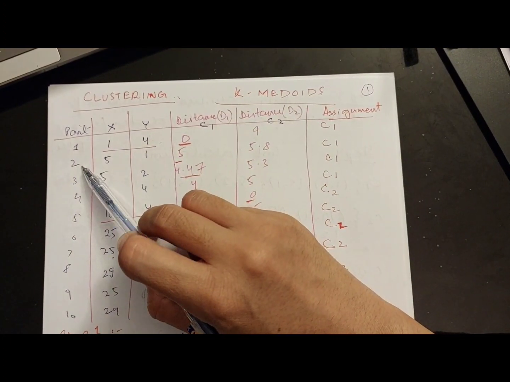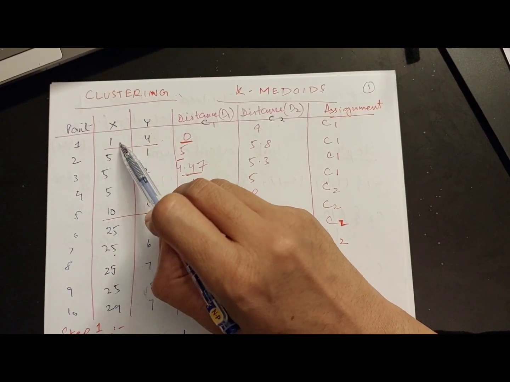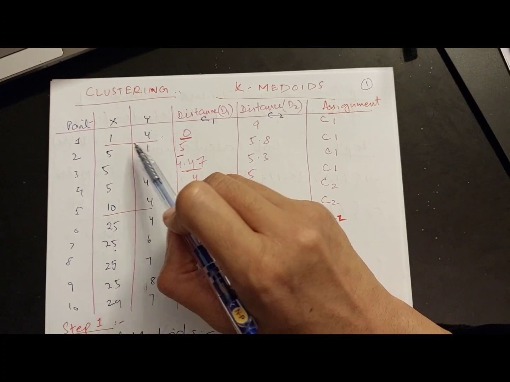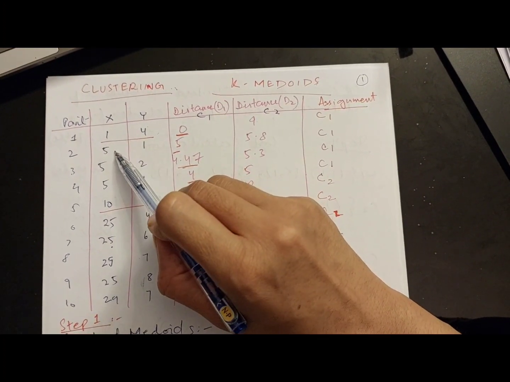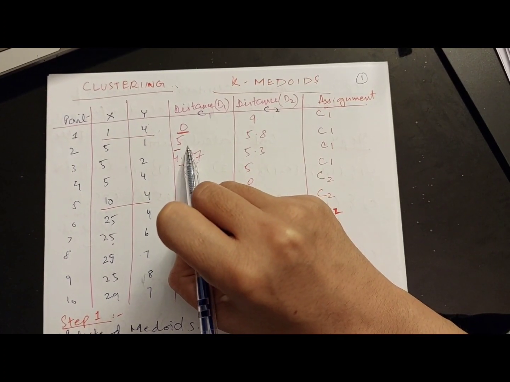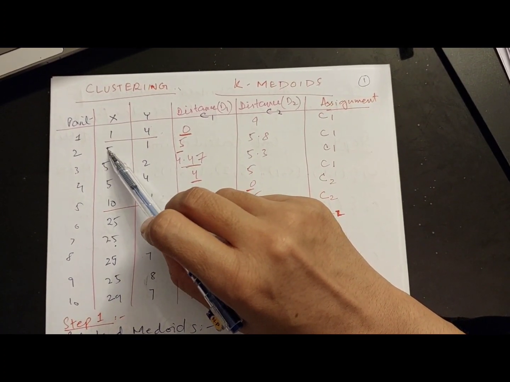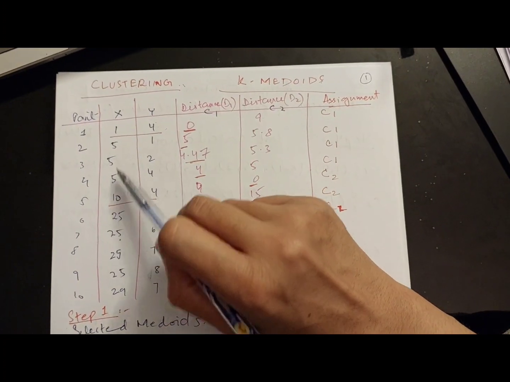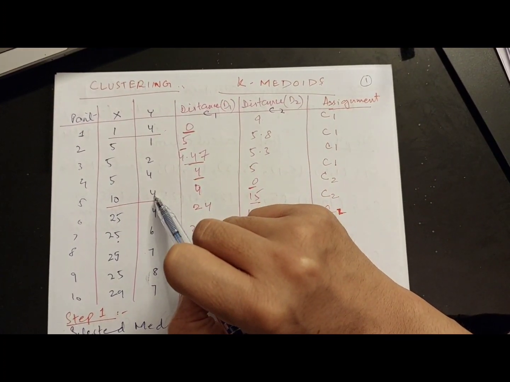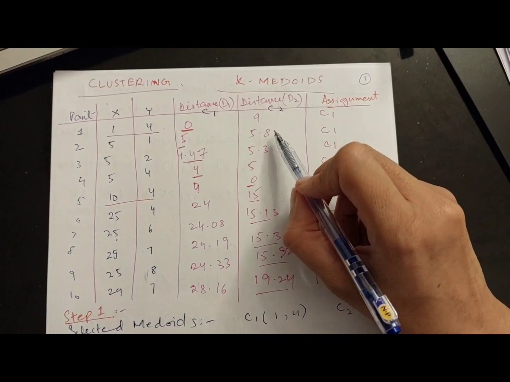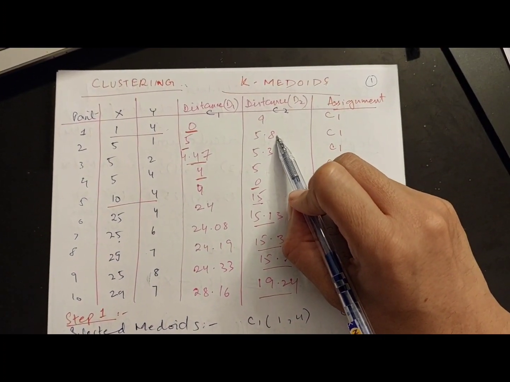Now for the second data point, if you find 5 minus 1 is 4, and 1 minus 4 is 3, the distance comes out to be 5. And if I find the distance of this data point from the second medoid, 5 minus 10 is 5, and 1 minus 4 is 3. So the square and the square root gives me the answer as 5.8.